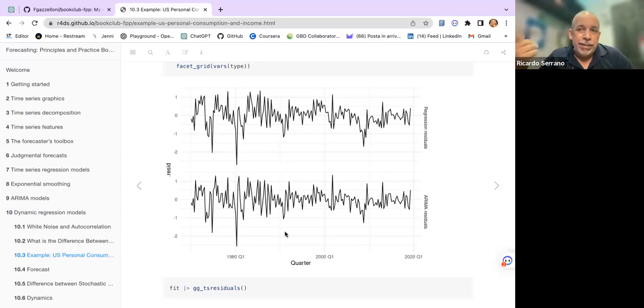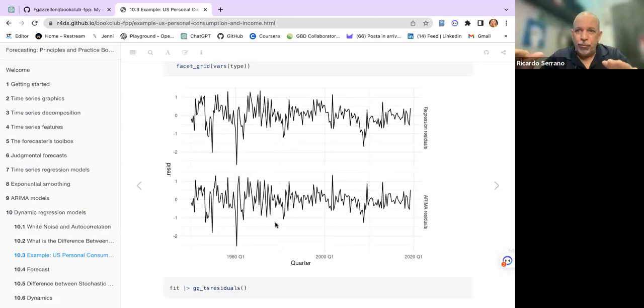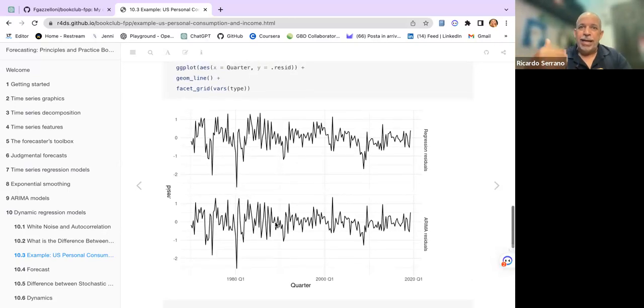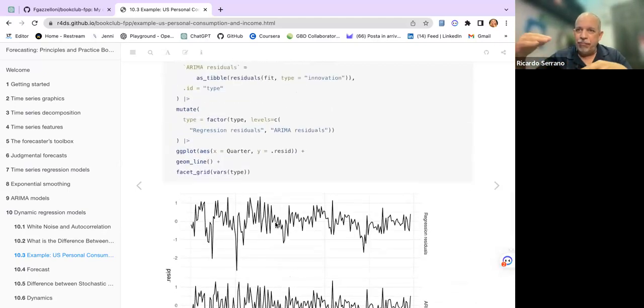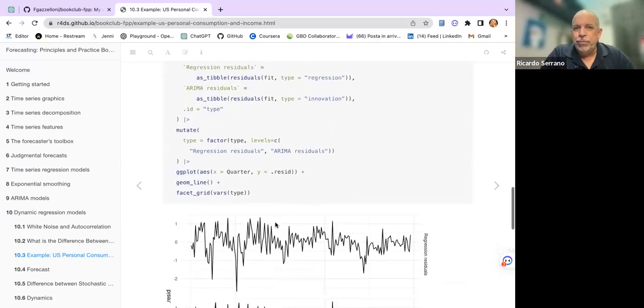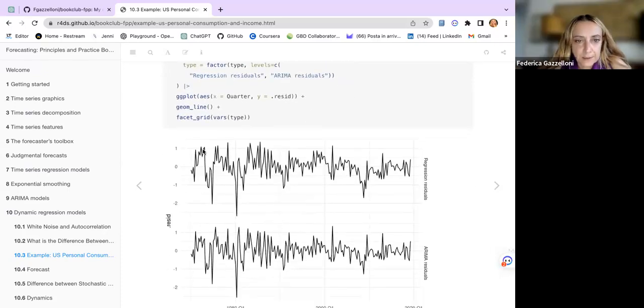But as you keep adding extra regressors, then you will see the difference. Because one is the errors for the regression, and the other one is the error from the moving average model. So as the model gets complex, then you will see a divergence of those residuals. Because that looks quite exactly the same.